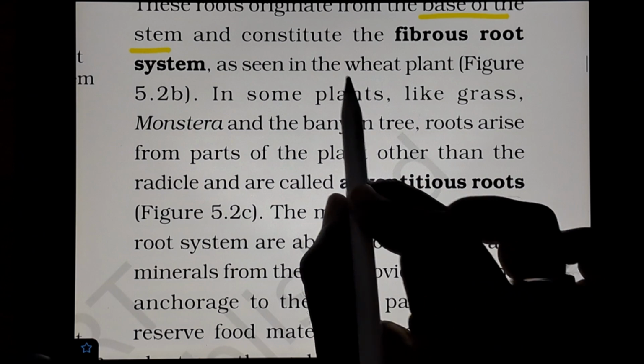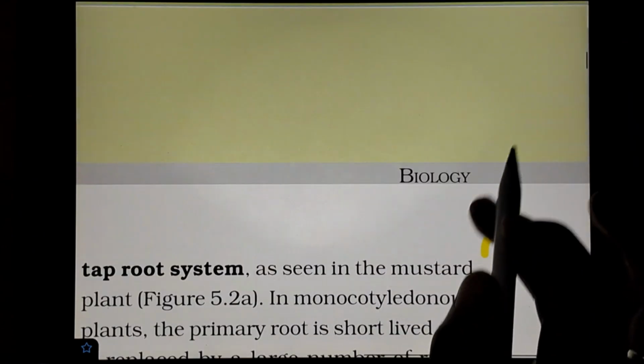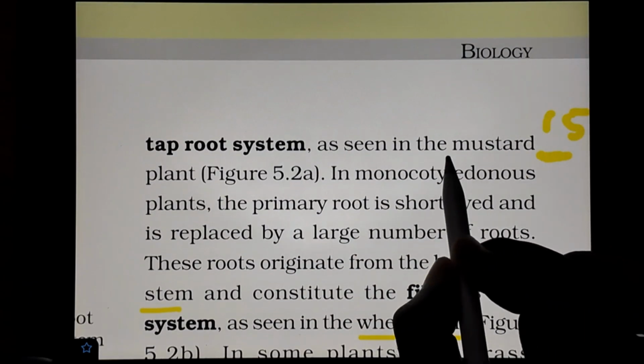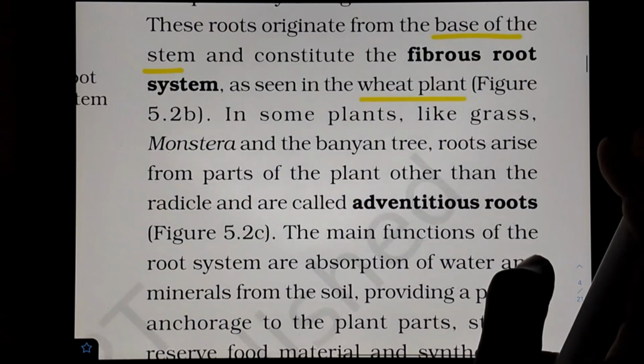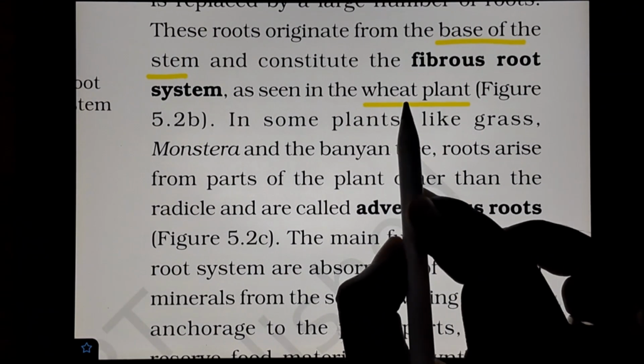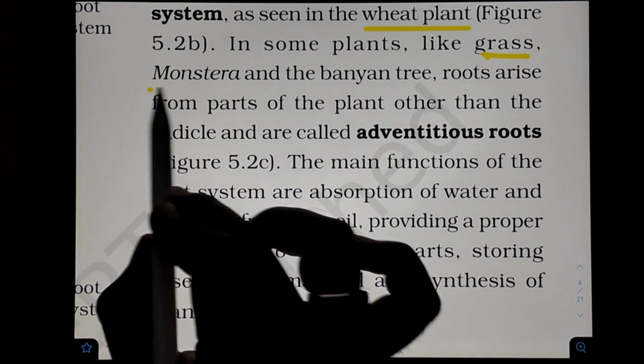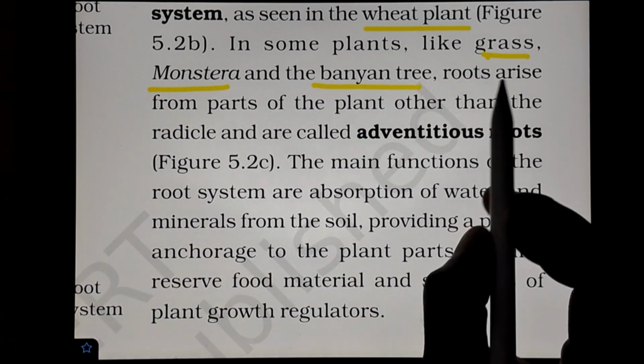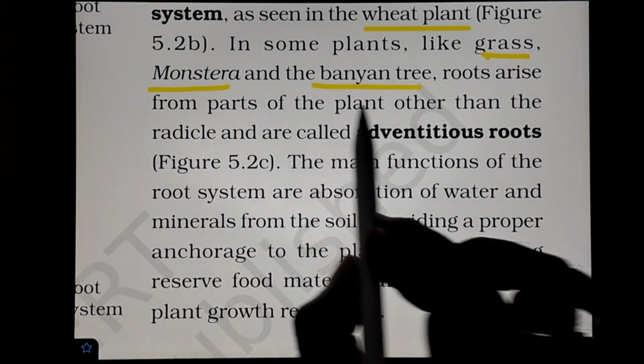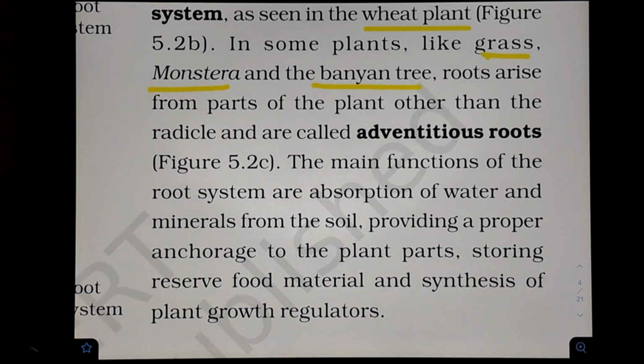For the fibrous root system, the example is the wheat plant. For the taproot system, the example is mustard. In some plants like grasses, monstera and banyan tree, roots arise from other parts of the plant. Taproot and fibrous are separate.